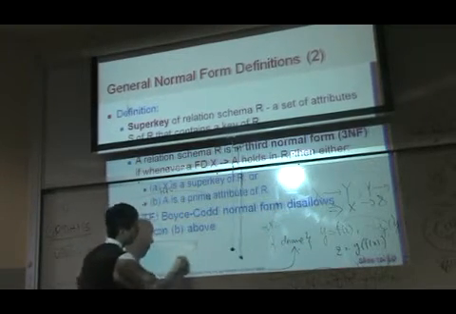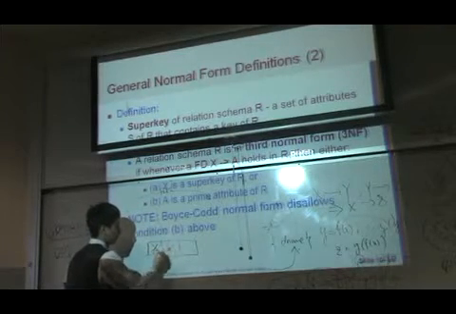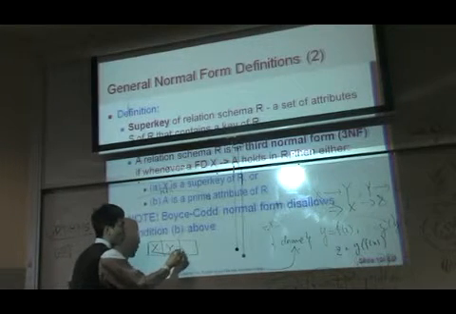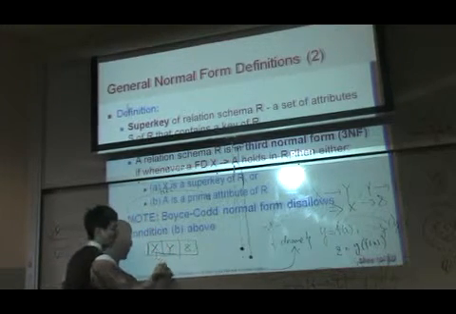So this is the one table. This is the primary key. So prime attribute X, prime attribute Y, and Z.